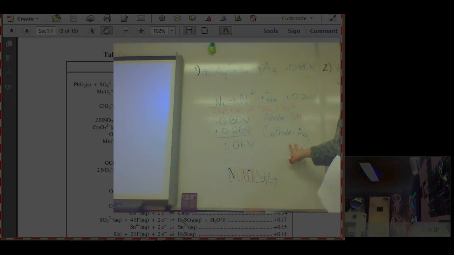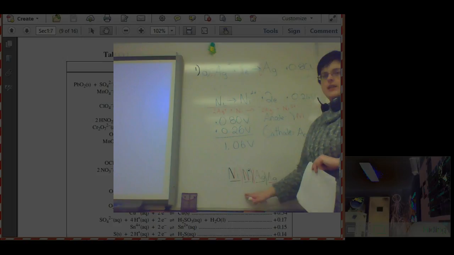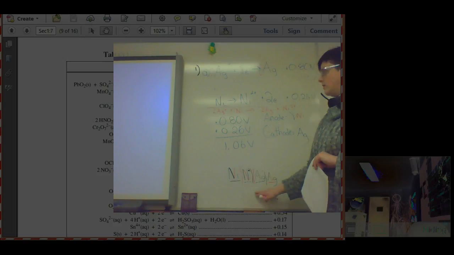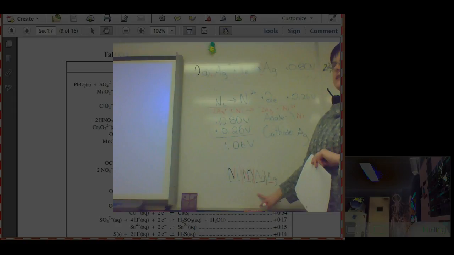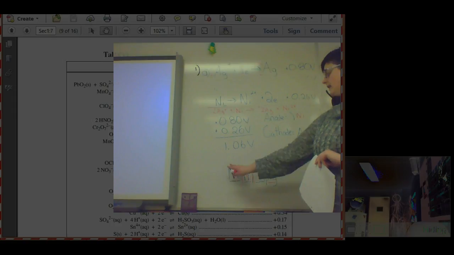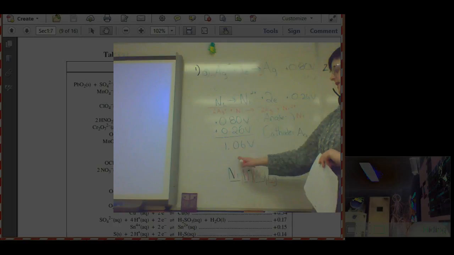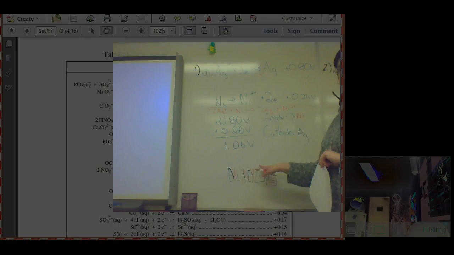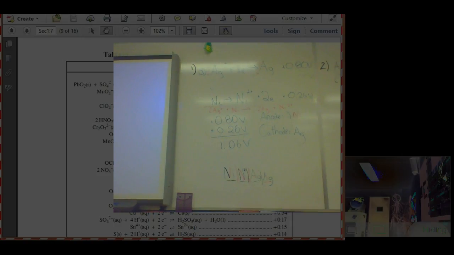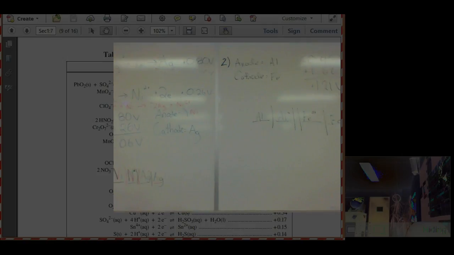When you write out your cell notation down here, make sure that you start off with your oxidation equation. Nickel loses 2 electrons to become nickel ions. The silver ions gain the electron in order to become silver. It basically tells you a story of the transfer of electrons. Let's look at the next one.